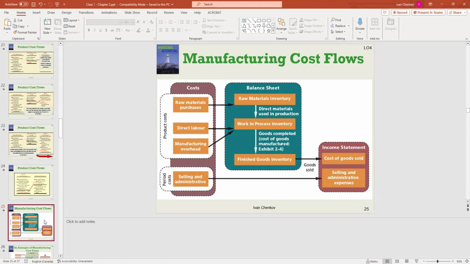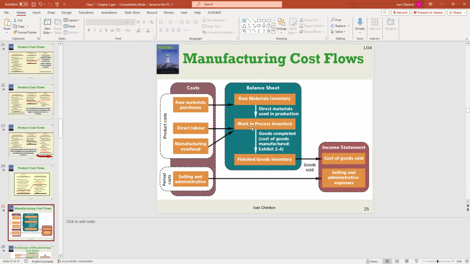So, how is the manufacturing cost flow process? First, on the cost side, we're going to flow it first to the balance sheet, and then we're going to move it to the income statement, right? So we're going to purchase first the raw material, put it in the raw material inventory account. Then from the raw material, we move the direct material into work in process.